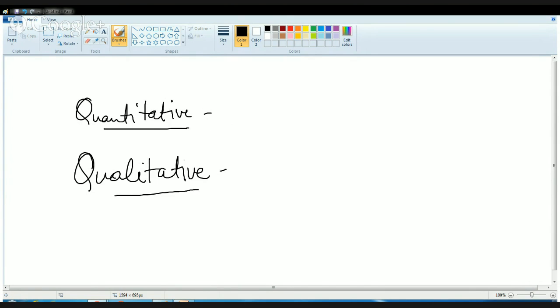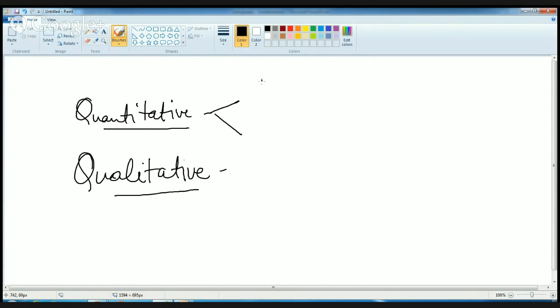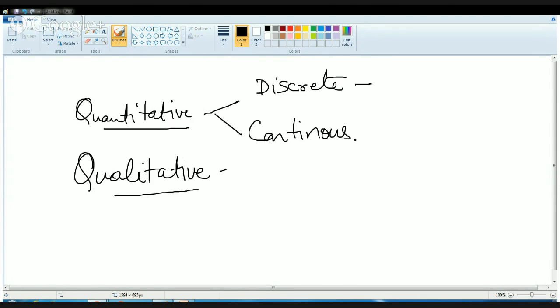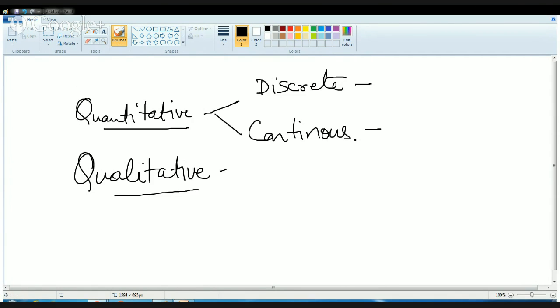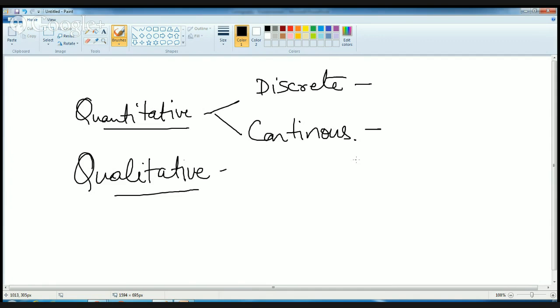So we are talking in terms of quantity. The next is, in quantitative, you have two types of data. One is known as discrete, the other is known as continuous. Discrete data is a kind of individual data. For example, what is your shoe size? How many brothers do you have? How many sisters do you have? So those are single value questions. Then you have continuous data where you talk about a continuous numerical value. For example, height, mass. So those are all quantitative data.